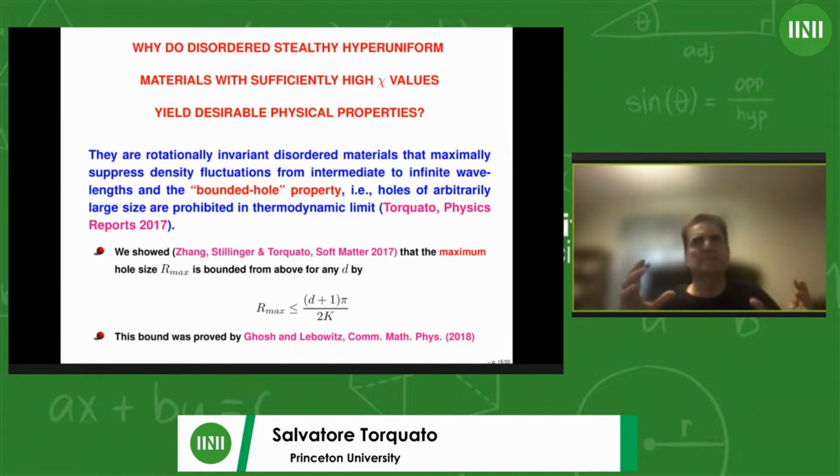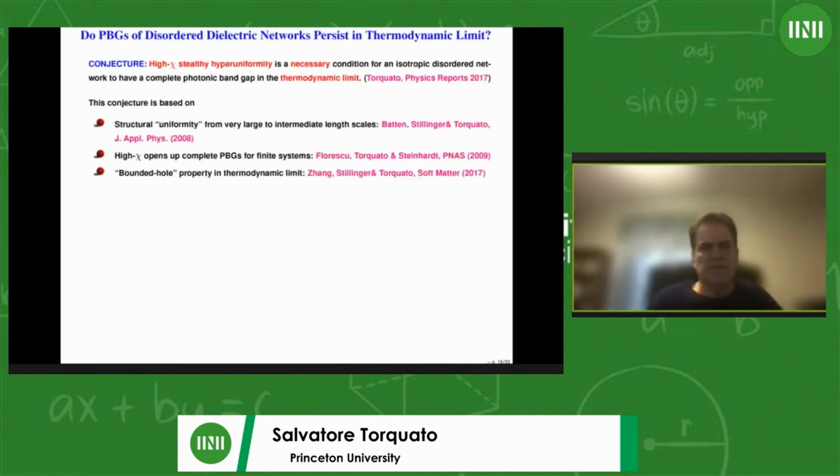They're prohibited, right? So usually a disordered system, as you approach the infinite system limit, you can have arbitrarily large holes. You don't want that property, obviously, if you're a theoretician and you're worried about the thermodynamic limit. So I'm not going to say that much. I want to make sure that I cover other material. So this brings up the natural question.